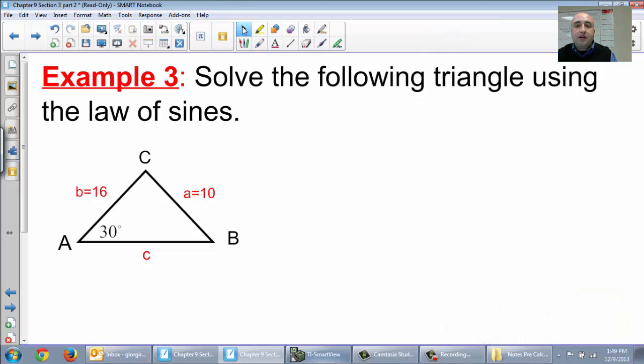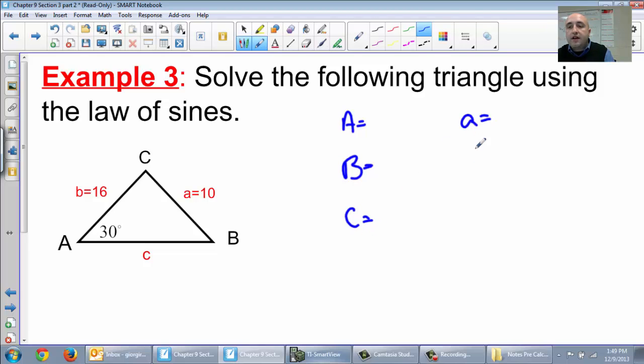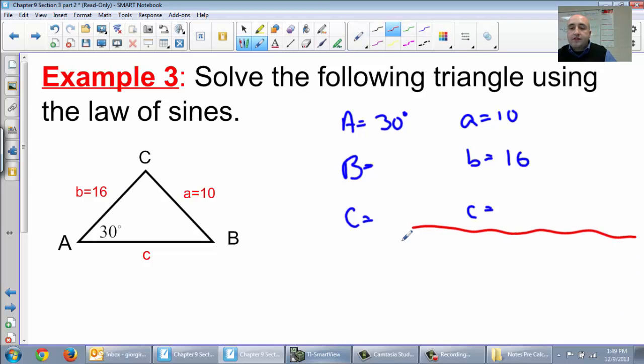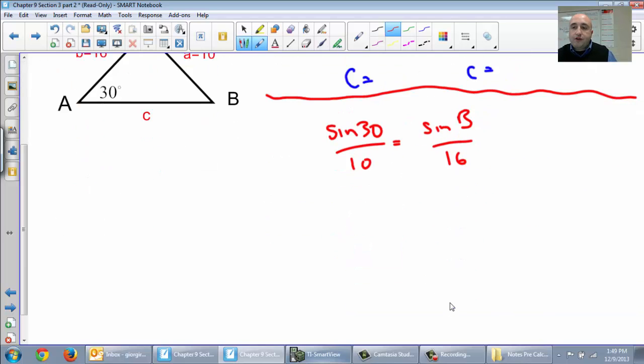Example 3 says, let's set it up again. Everything is basically the same. So angle A, angle B, angle C, little a, little b, little c. Angle A is still 30. Little b is 16. Little a is 10. Okay, let's go ahead and set up our law of sines problem. So sine of 30 over 10, we're still going to use that, set our a's, equals sine of b over 16. Hopefully I can do the cross multiplying pretty easily here.